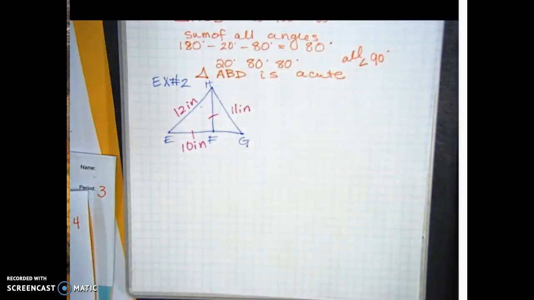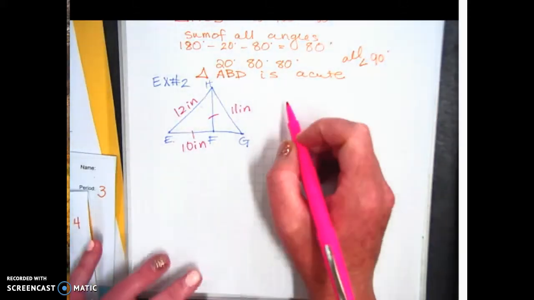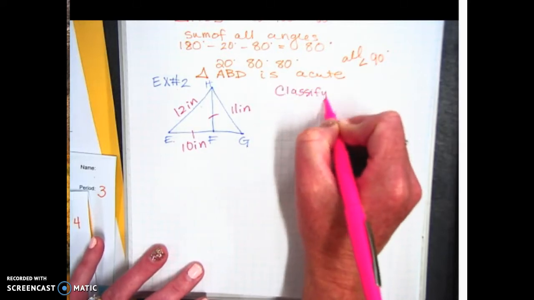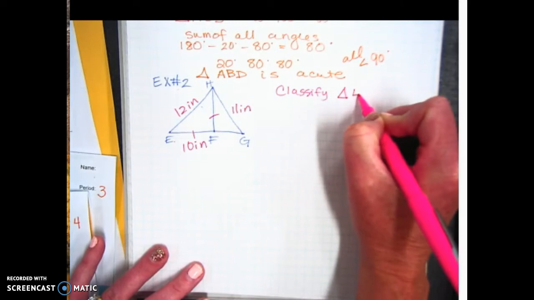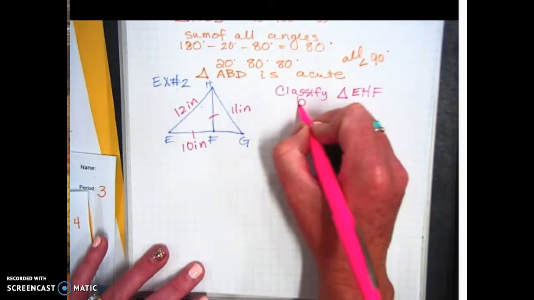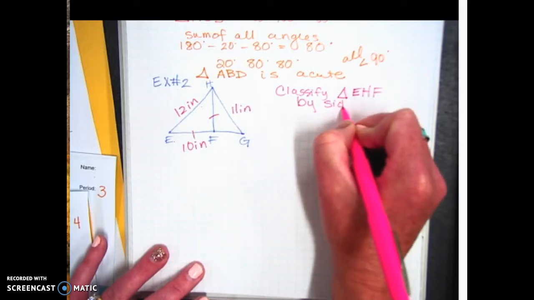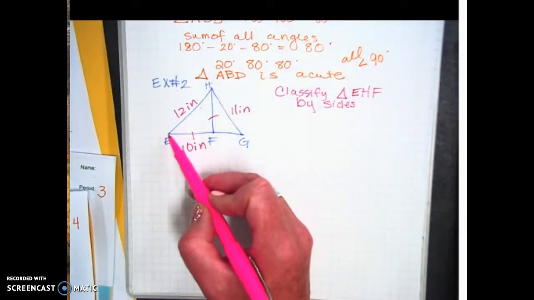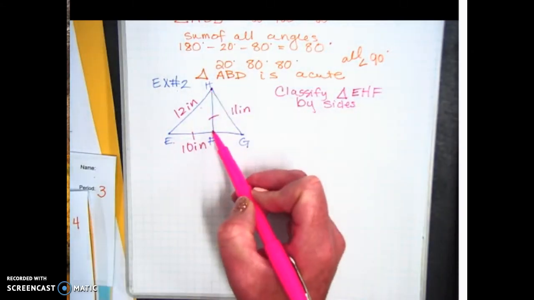All right, so again, for example number 2, we've got a couple triangles within our triangle. So you got to pay close attention to which one they want you to classify. They want you to classify triangle EHF, this time by sides. Okay, so you're going to take your finger or your pencil, you're going to tap out EHF. Here's E, here's H, here's F.